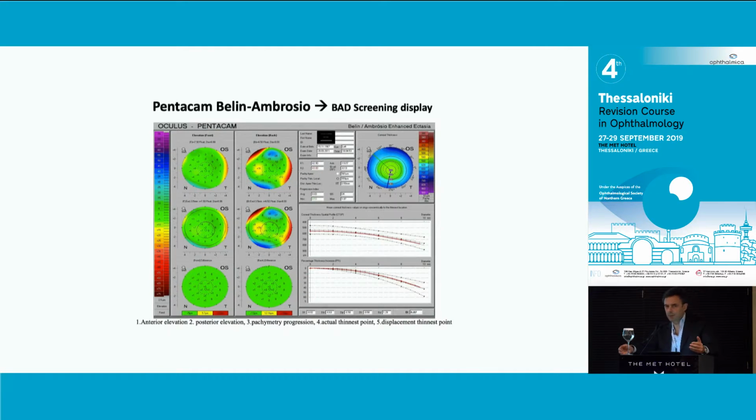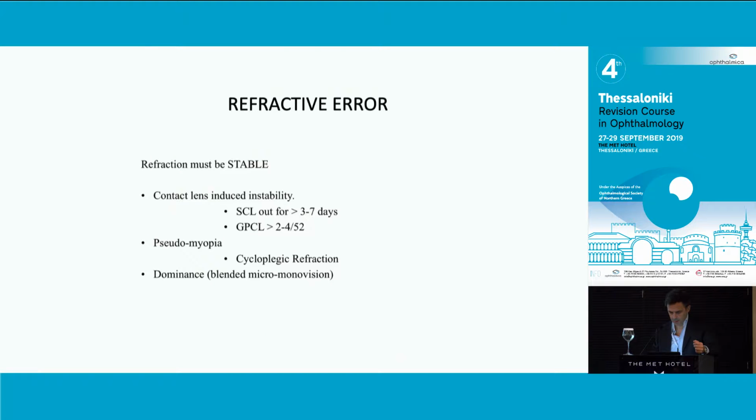And also we'll look at the Belin-Ambrósio display to look at the protrusion of the posterior cornea and the theoretical risk of corneal ectasia in the future.